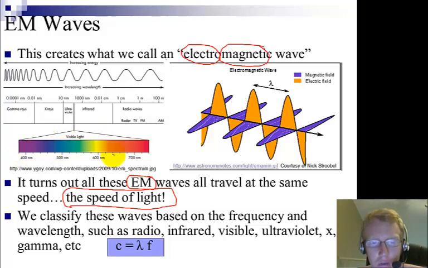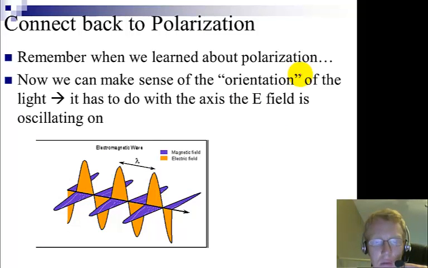Visible light is roughly 400 to 700 nanometers, with a little bit of a fringe on each side. But this picture here is really good to focus on. The things to notice are that the electric and magnetic fields are perpendicular to each other, and they oscillate like this. So when we were learning about, here, let me see the slide. Yeah, connect back to polarization.